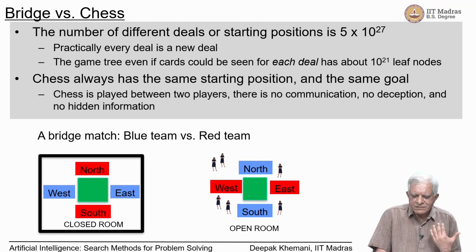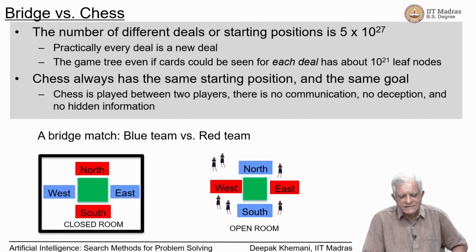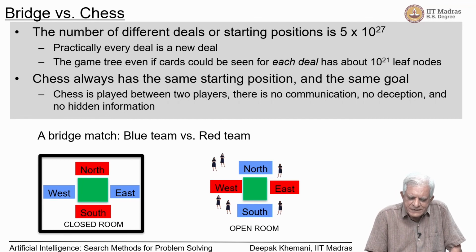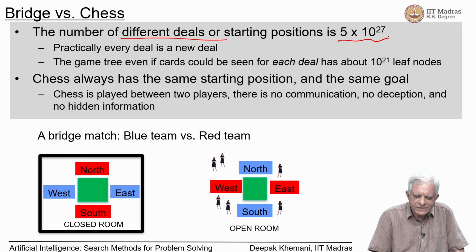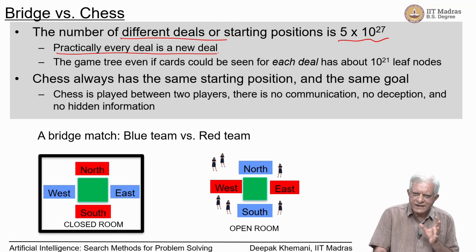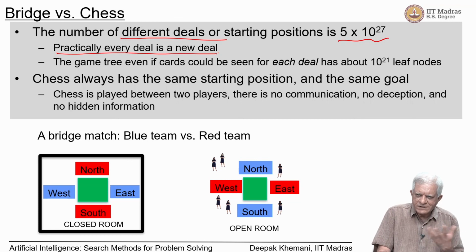Just a quick comparison of bridge versus chess, because chess is really the most popular game, whereas bridge is not as popular amongst people as chess is. But if you look at a bridge deal or hand as it is called, every time the cards are dealt fresh, and the number of possible different deals is of the order of 2 raised to 27. So practically every deal is a new deal, which if you compare with chess, you always begin with the same starting position. Your pieces are lined up and the opponent's pieces are lined up, so much so that there are books written on how to play chess. There is a very famous book called Modern Chess Openings, in which different initial, opening strategies are discussed, essentially.